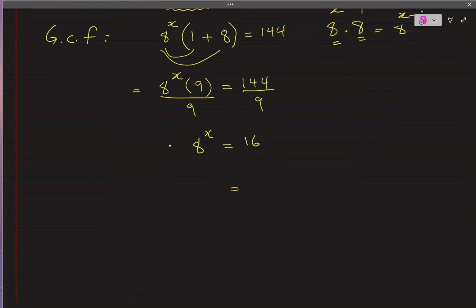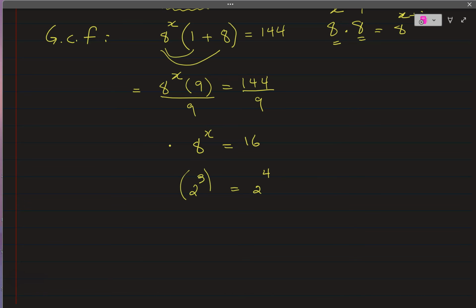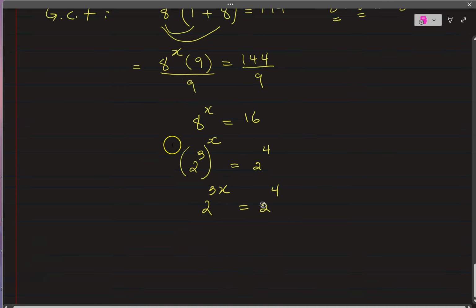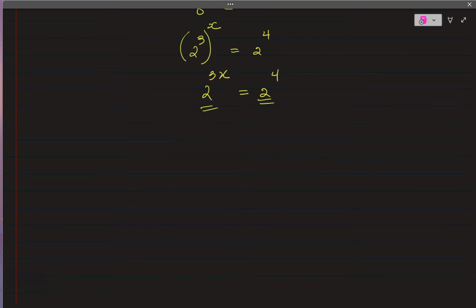Well, we know 16 is 2 to the 4th. What is 8? Well, 8 is 2 to the 3, and then all of that to the x. That means I can rewrite this as 2 to the 3x equals 2 to the 4. Aha! Now that we have this, notice that we have the same bases, and it's an equation, therefore the exponents must be the same. So therefore in here, 3x must equal 4, and then divide both sides by 3, and then you solve for x, which is x equals 4/3.